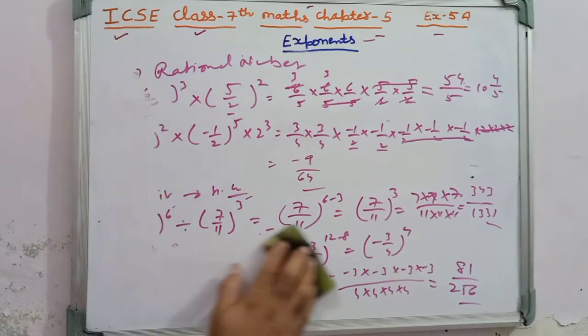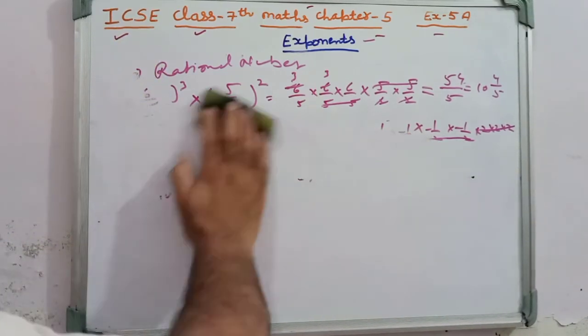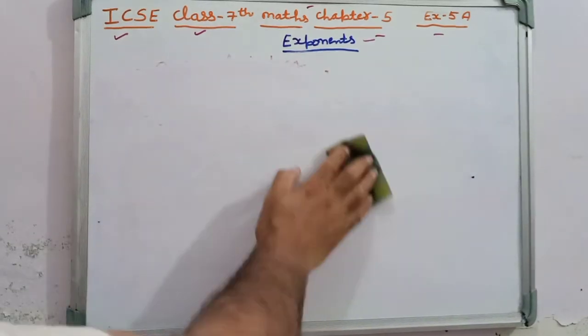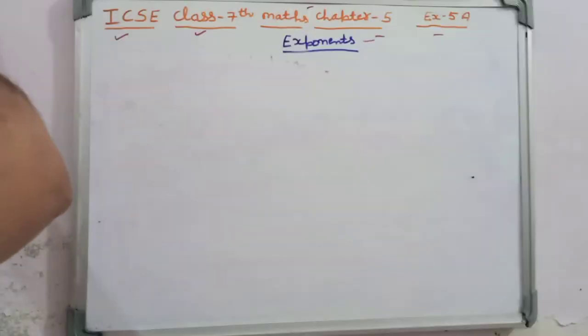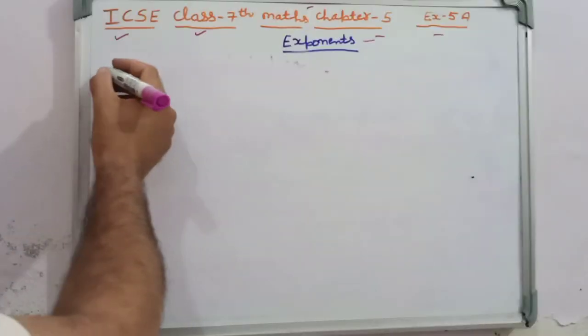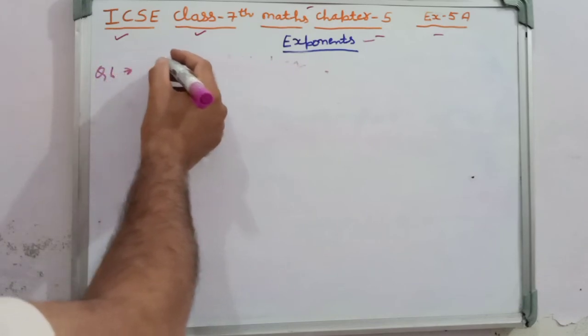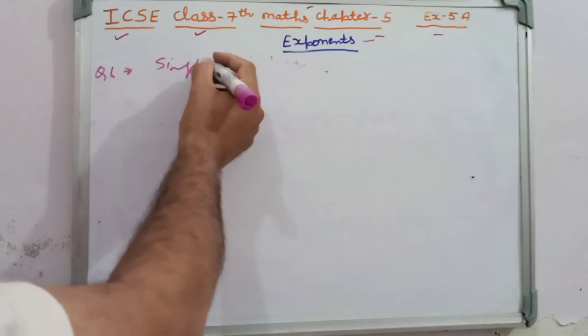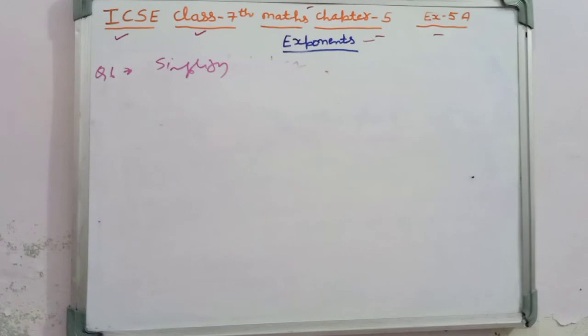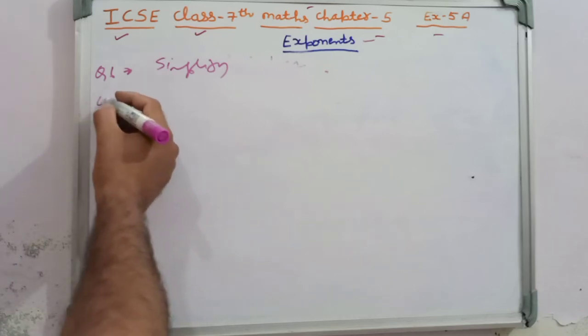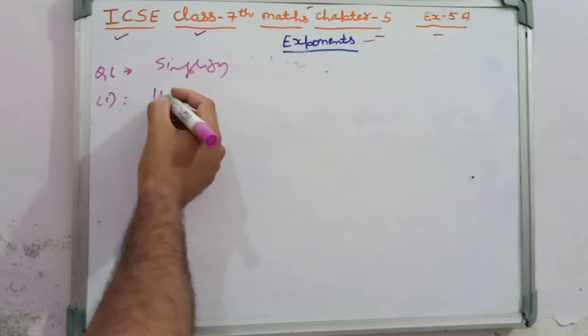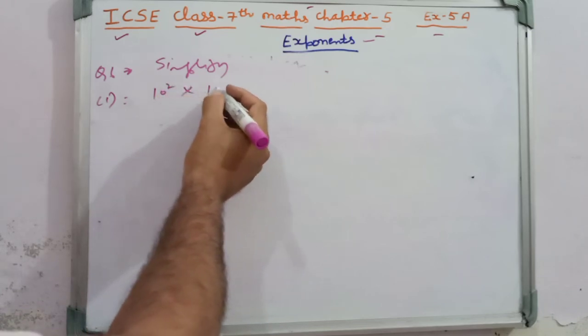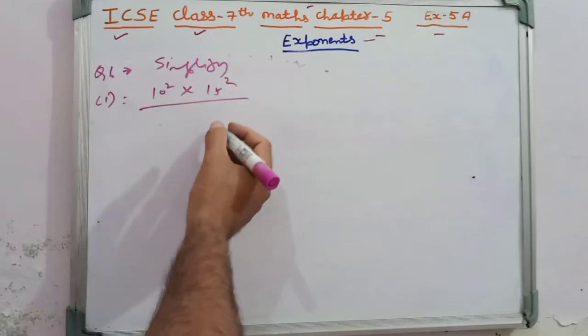Right, now move on to the next question, number 6. Question number 6 is: simplify and express each of the following as a rational number. We have to get it simplified and expressed as a rational number. Part first is 10 raised to power 2 multiplied by 15 raised to power 2.